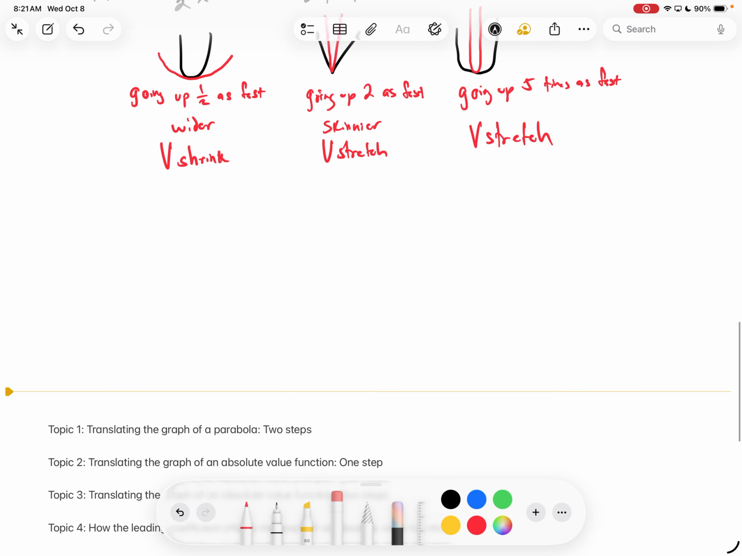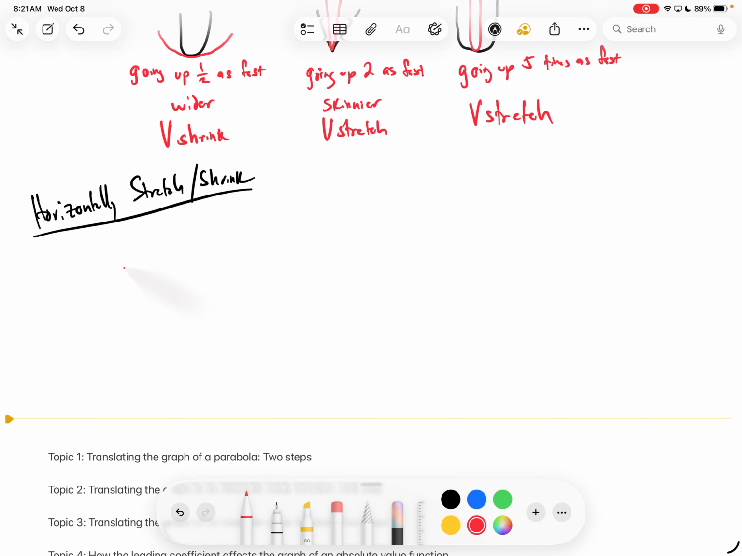All right, horizontally stretch is the hardest one. I might even have to look up how I do the points on this one. All right, so this one says if I multiply by something on the inside, okay? We're going to, again, start with b greater than 1. So we're talking about multiplying it by 2 or 3 or something like that. When you're on the inside, it always does the opposite of what you think. It actually horizontally shrinks it, okay?